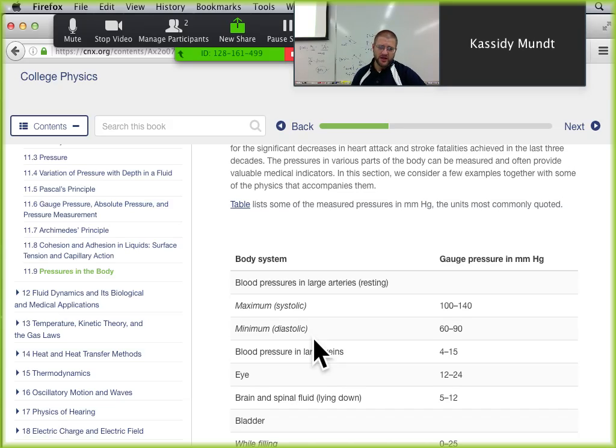And usually for healthy humans, different ages mean different blood pressures, but usually it's between 60 and 90 for the diastolic, depending on how old you are, and between 100 and 140 for the maximum. Lower pressures generally for younger people. If you're around my age, your blood pressure is supposed to be in the high 70s for the minimum diastolic, and like 115 to 125 or something like that for the systolic.